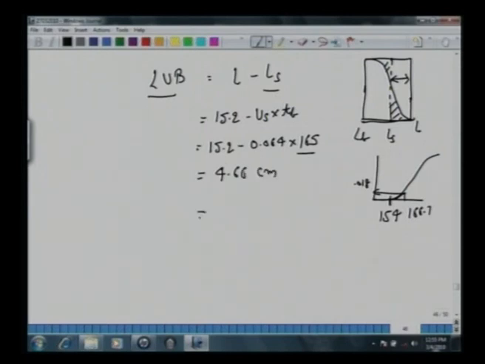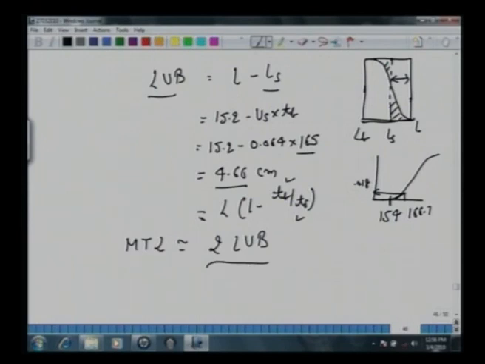Mind you, this number will also be same as, if you calculate directly, 1 minus TB over TS. We know the breakthrough time 165 minutes, and we know the stoichiometric time TS, which we calculated from there as 238 minutes. Both will give the same results to obtain this 4.66. So what is this MTZ? MTZ is approximately twice LUB. If you plot, you will see that this is symmetric. The breakthrough profile is symmetric about this TS or LS. Okay, so that's the way to calculate this MTZ, mass transfer zone.